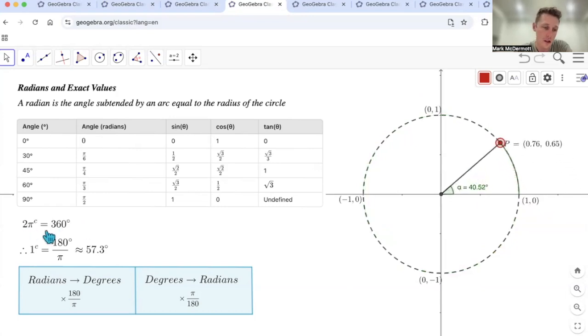So we can say that's how we wrote it here: 2 pi, we use a superscript c to mean radians, equals 360 degrees. And if we do a simple conversion here, divide both sides by 2 pi and then simplify, we get that 1 radian equals 180 degrees on pi, which is roughly 57.3 degrees.